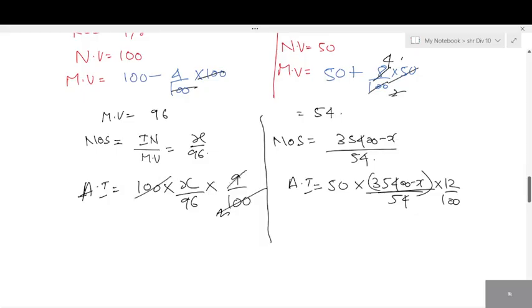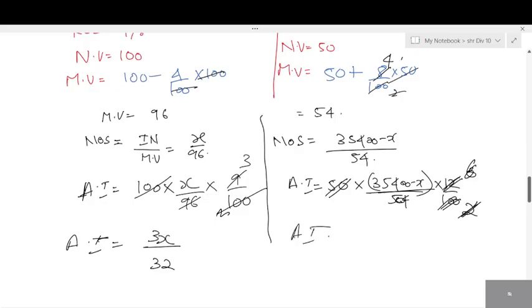Next, what about this 9? 3 threes are 9. 3 into how many times? 32 times. So what are we getting? 3x divided by 32. Do the same thing this side. See, 50 ones are 50, 50 twos are 100, 2 ones are 2, 6 nines are 54. So what are we getting? X by 9. Are we getting both the values?